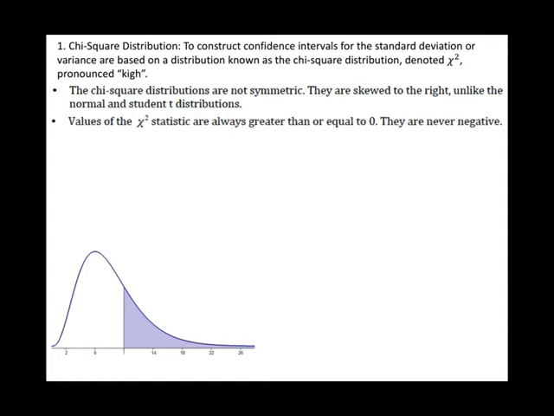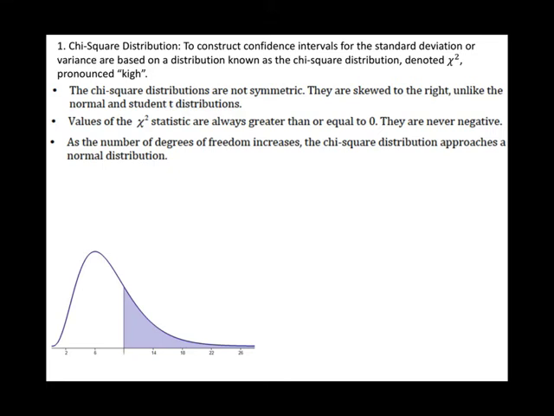Also, the chi-square statistics are always greater than or equal to 0. You can see they start at 0, 1, 2, 3, and go up from there. They're never negative. Again, the normal distribution and student t distribution have positive and negative numbers, but the chi-square distribution is always positive. And just like the student t distribution, we have degrees of freedom, which is equal to n minus 1. So if we want to increase the degrees of freedom, we need to increase the sample size.